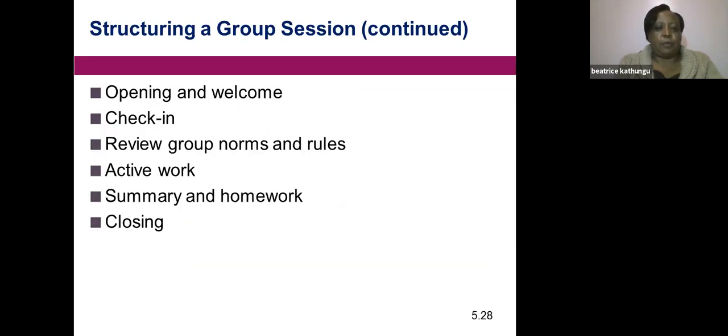A good example is you can open the group with a welcome, and then you can check in where you ask members how they are doing, how their week was, or how their day was, depending on how soon you meet. Remind them of the group norms and rules, and then you can begin the active work for that session, depending on what it was. And then you do a summary and homework, and then you close the group.